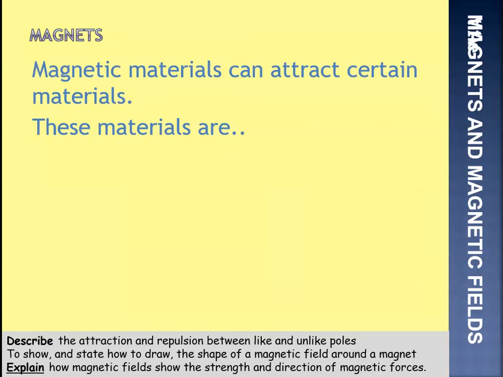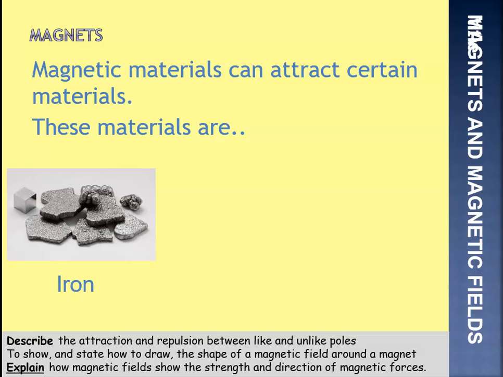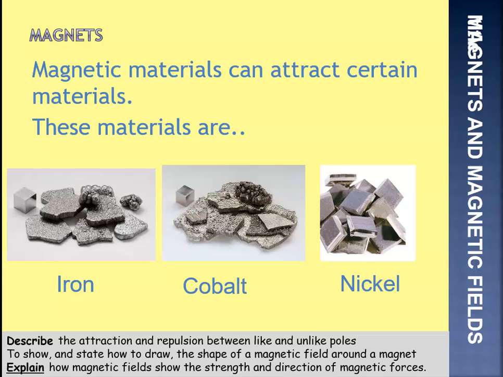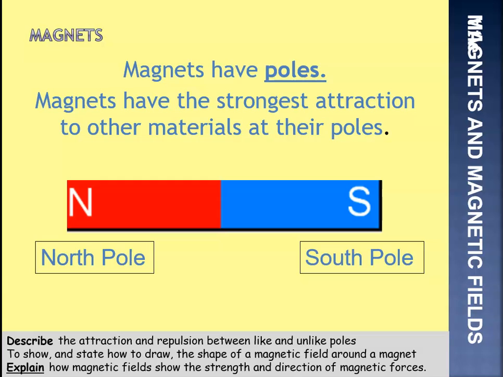So, magnetic materials. Not everything can be a magnetic material, and not every material is attracted to a magnet. Magnetic materials can only attract certain magnets, and these materials are iron, cobalt, and nickel. If any sort of alloy or material contains one of these three types of metal, then it will attract a magnet towards it, and these three materials can be magnetized as well. They can be made into magnets.